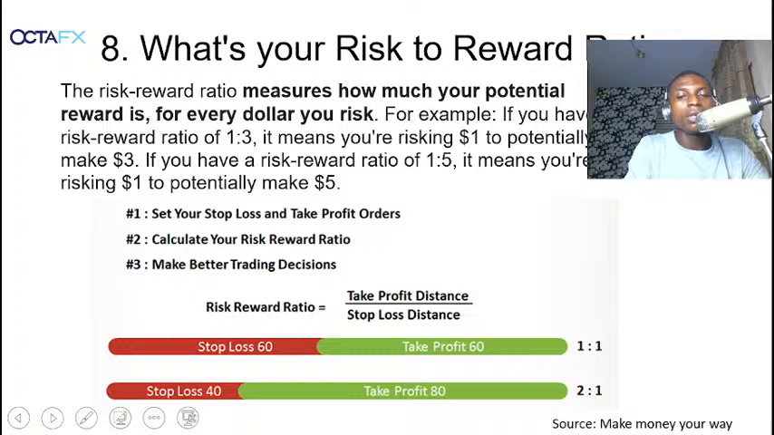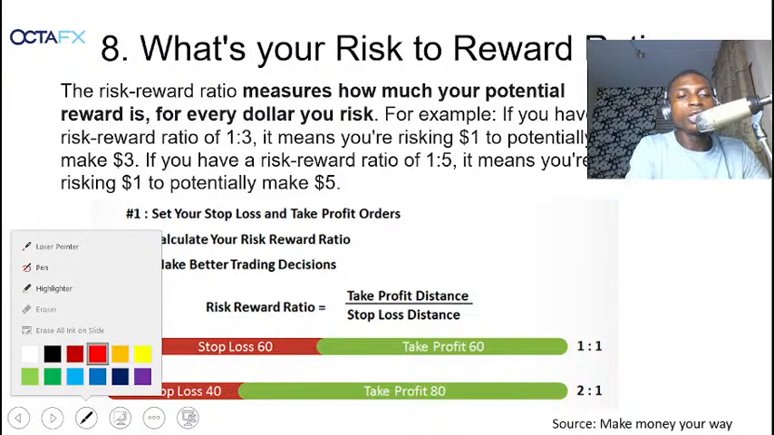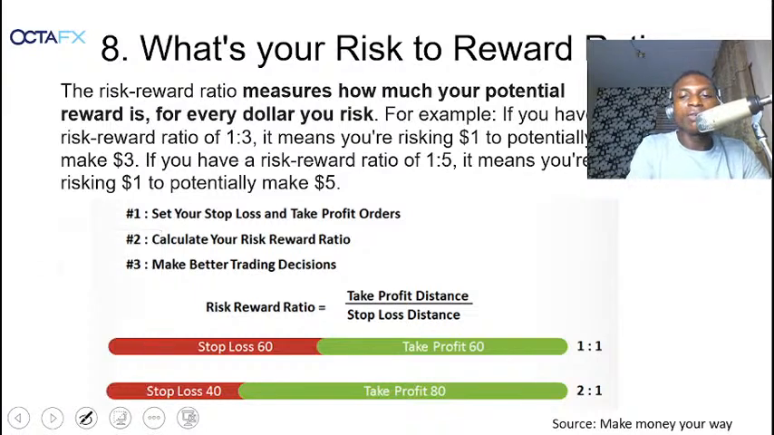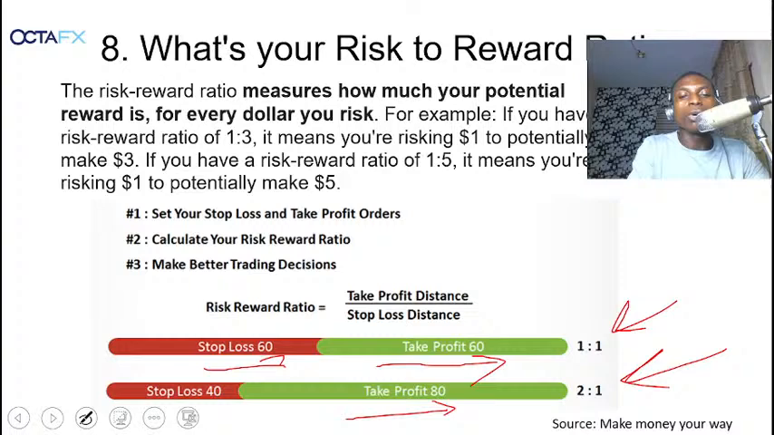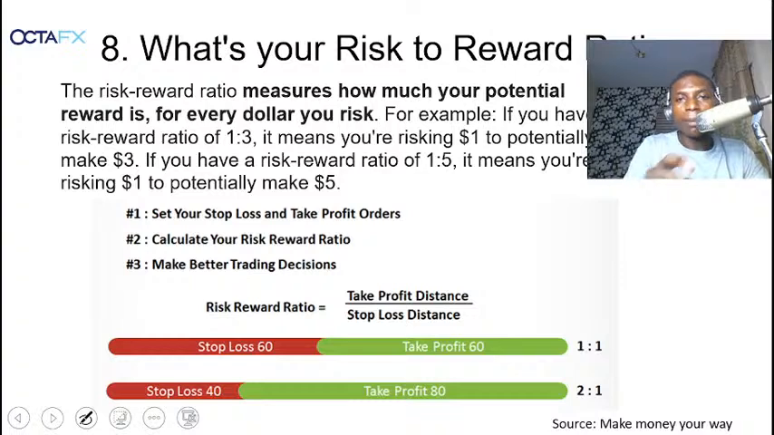If you have 1:1, so if you are making $60, you are willing to also lose $60. That's what 1:1 means. But if you have 1:2, if you are making $80, it means you are willing to lose half of this $80, which is $40. Right? That is just it. I believe you get it. I believe you're following. Awesome.